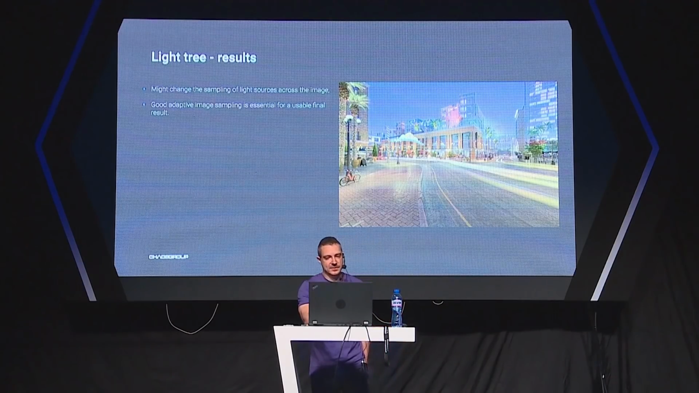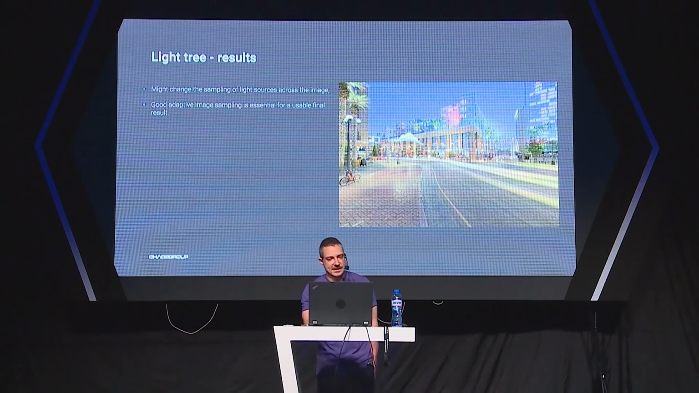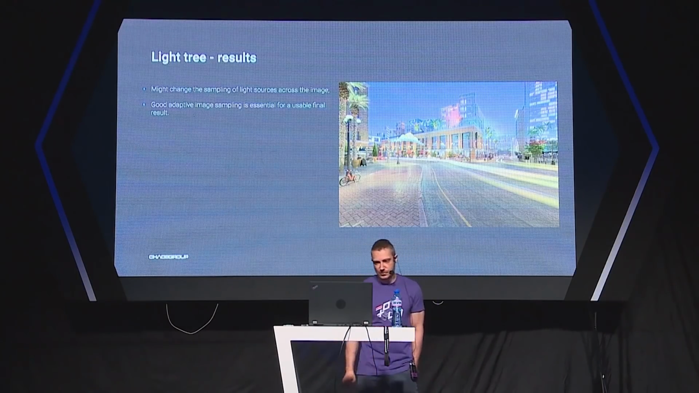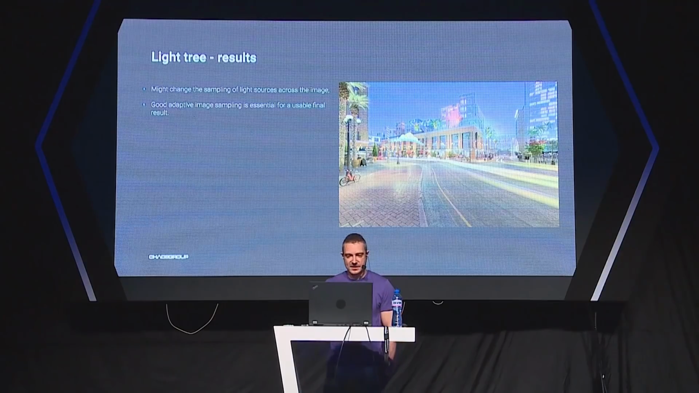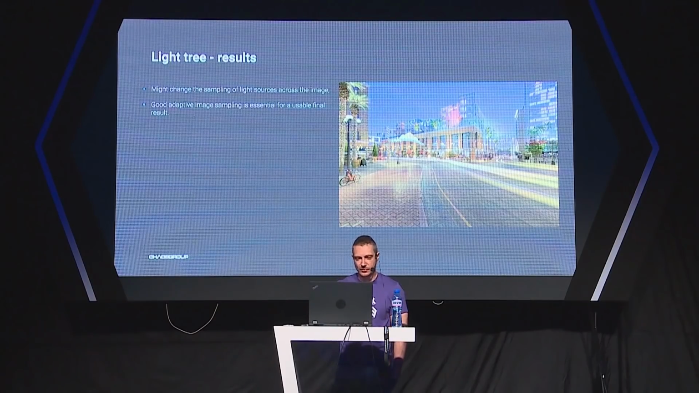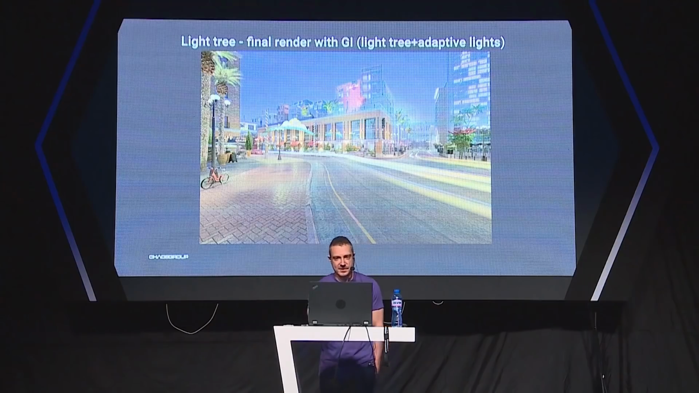So one final note here for the final rendering is that the light tree changes the way lights are sampled across the image. So this requires an adaptive algorithm for image sampling to make the noise distribution even across the scene. And we'll have an example of this.